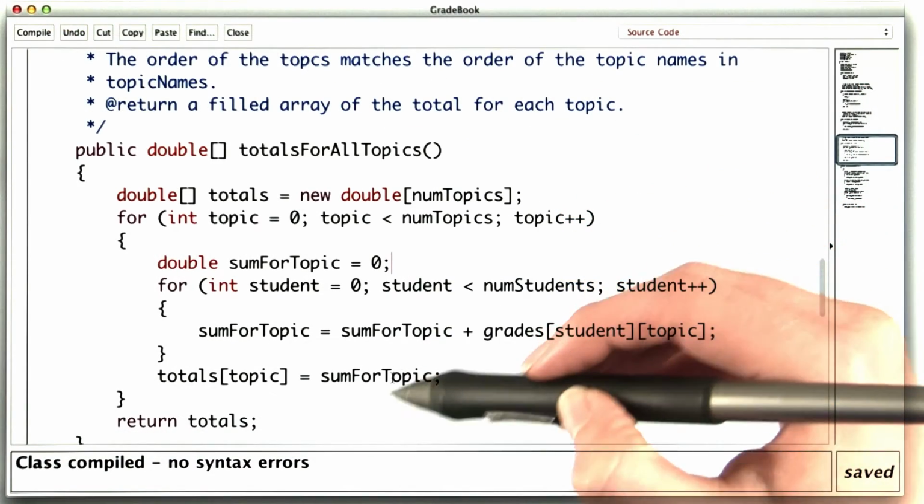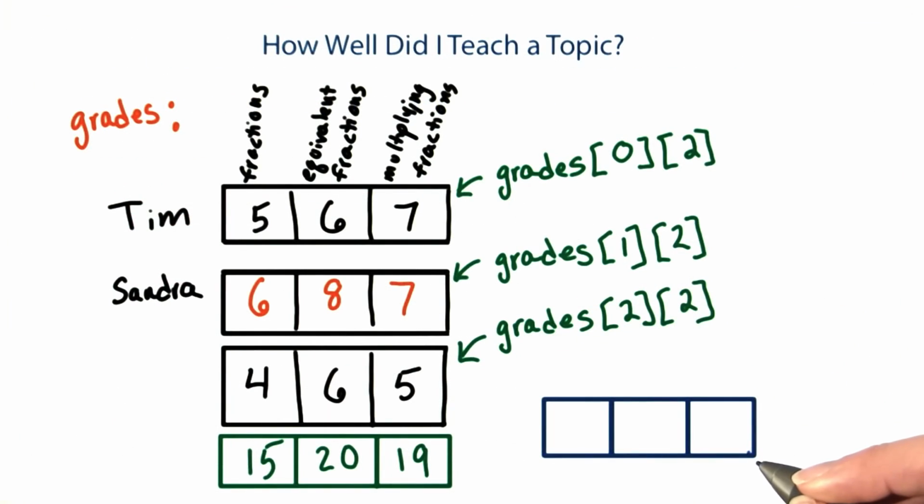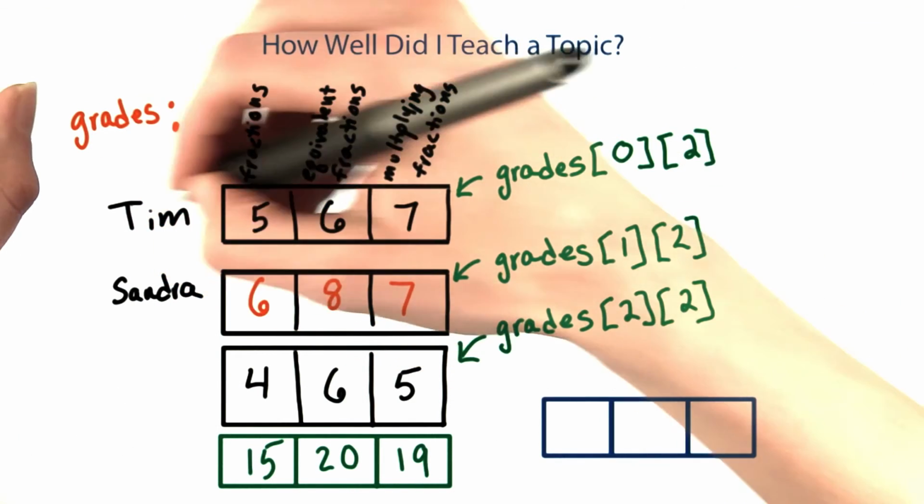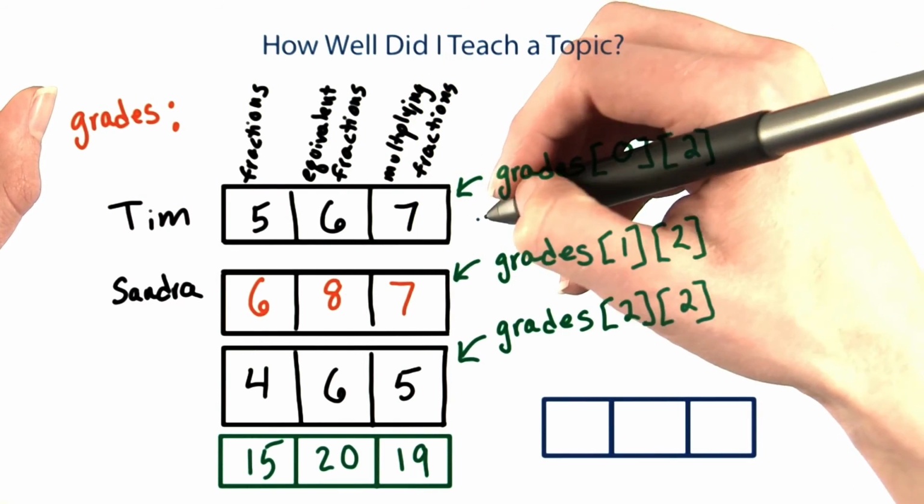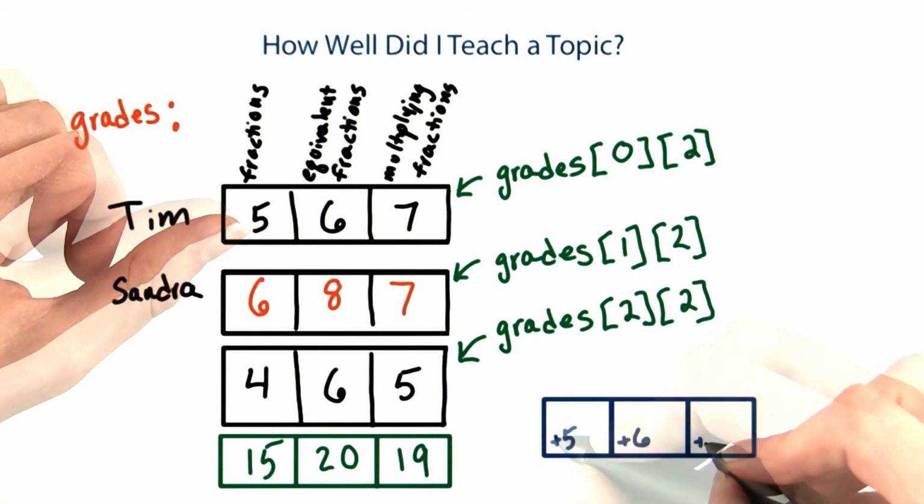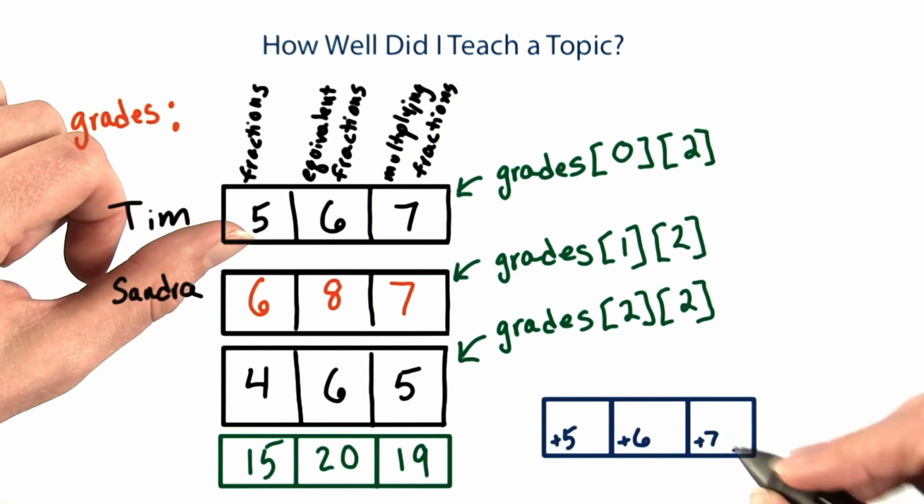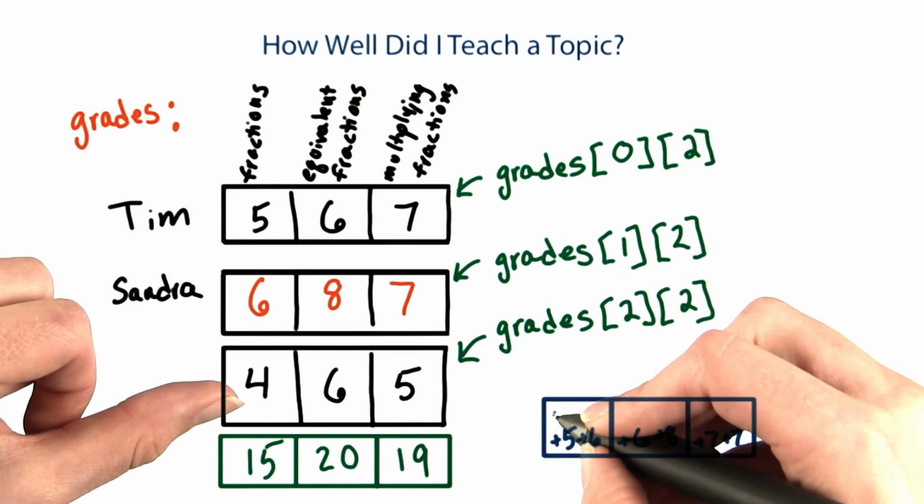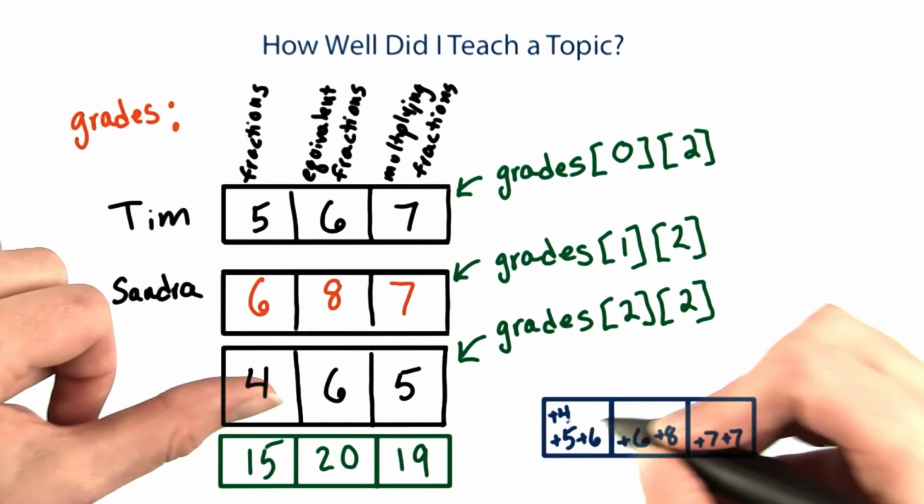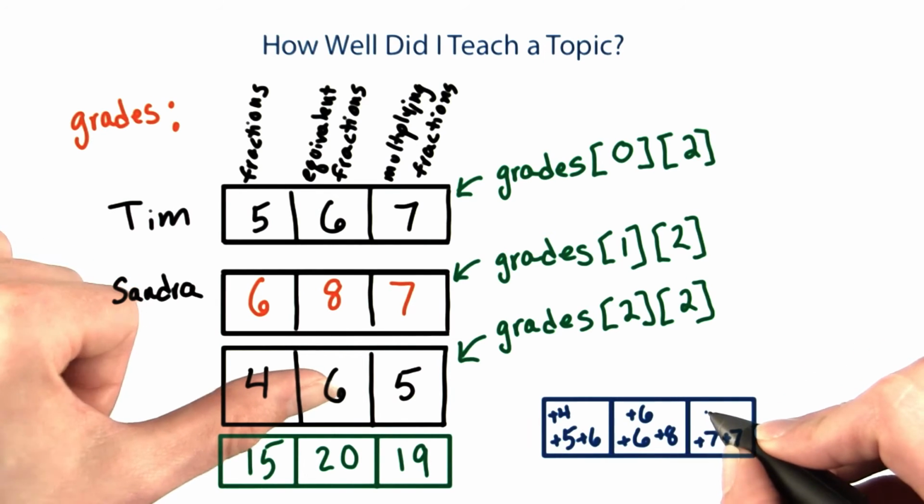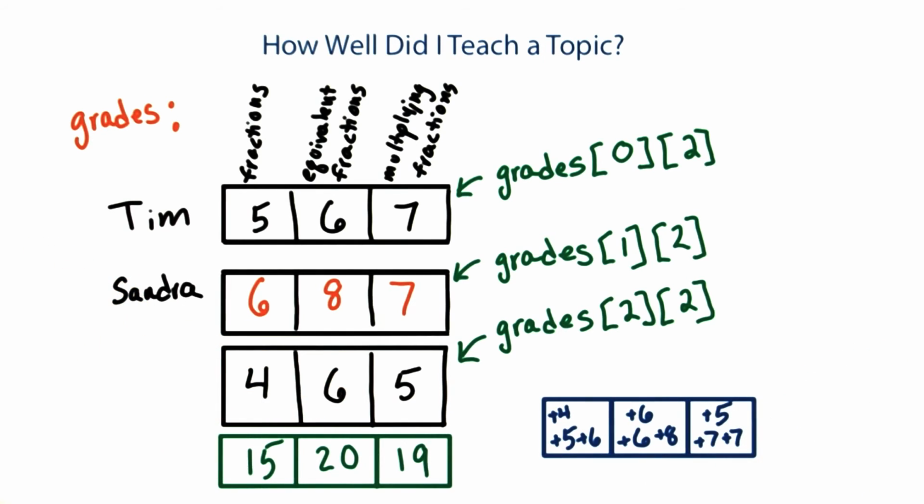But there are a lot of other ways that we could do this. For example, I could create my array with one spot for each topic, and then I could go through each student, one student at a time, and add their grade to the correct total for the correct topic. And then for the last line, +4, +6, +5.